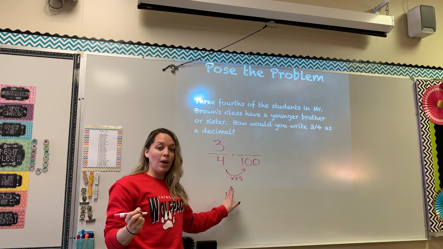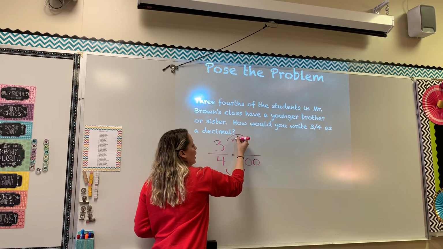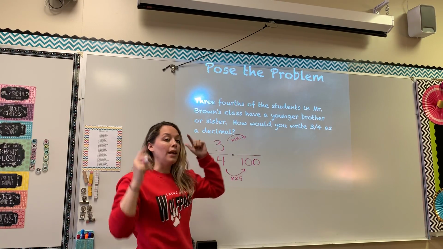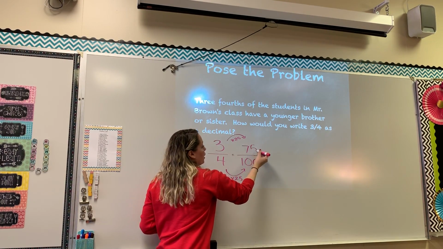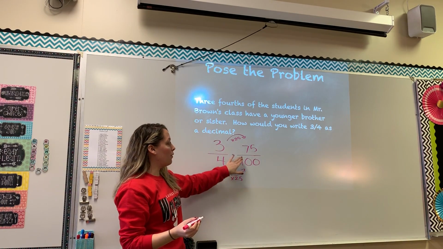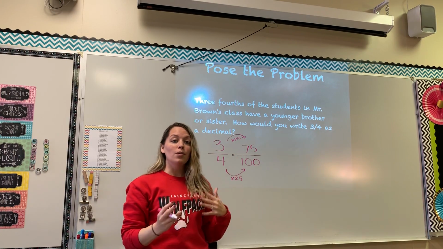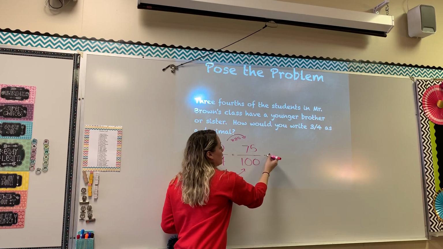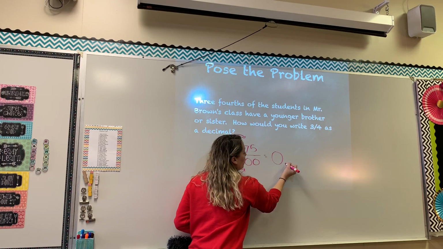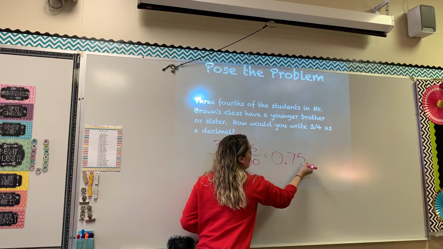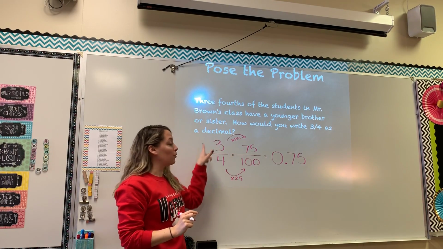So remember, whatever we do to the bottom, we have to do to the top. So I will do 3 times 25. That's just like thinking 3 quarters. 3 times 25 is 75. So 3/4 changes to 75 hundredths. That should look pretty familiar from what you learned on Monday. So now I can change it to a decimal. Decimal form would be 0, because it's not even the number 1 yet, 0.75. 75 hundredths, which is the exact same thing as 3/4.